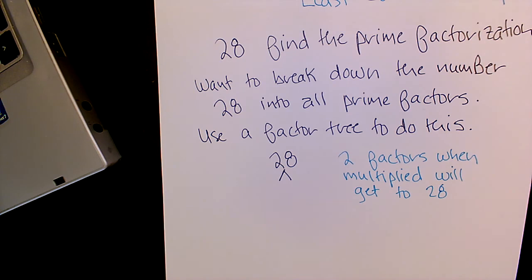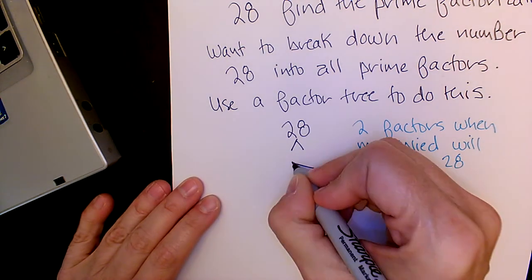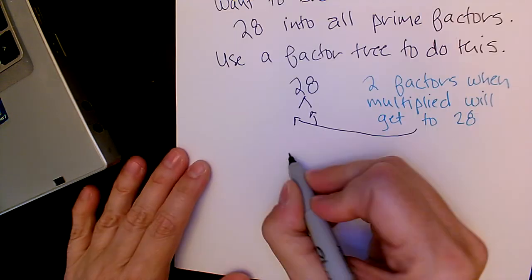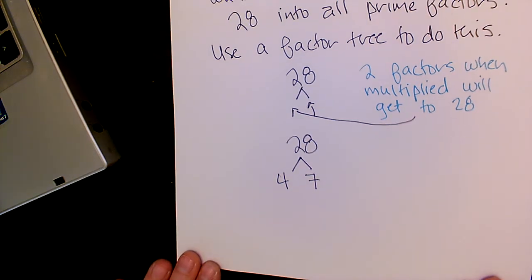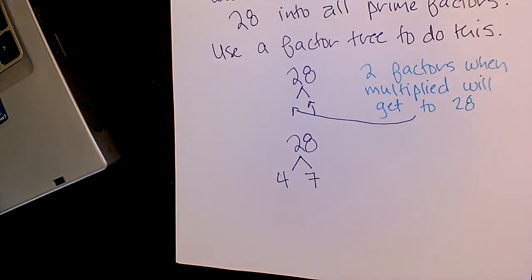Well, some people might say 2 times 14. Some people might say 4 times 7. It doesn't matter. It's all going to work out in the end. We're all going to get the same prime factors for an answer at the end. I'm going to do 4 and 7. So we put those here and here. Okay? So let me rewrite this. 28. I'm going to put 4 and 7. So again, you could put 2 times 14 if you wanted to do that. I'm going to do 4 times 7.